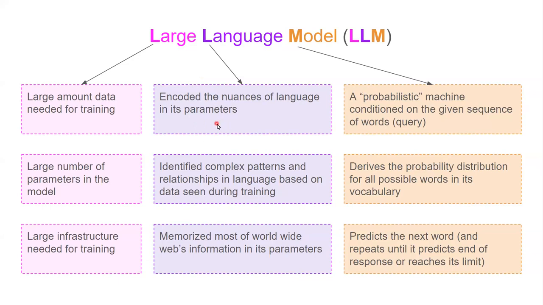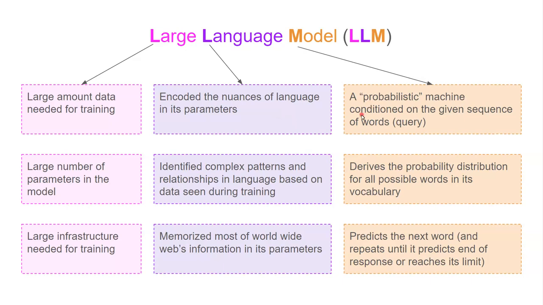Okay, but then it has not understood anything. It has identified just the patterns and relationships that exist in the language, purely based on the way data was given to it during the training process. And it has also memorized most of the internet's information within its parameters. But still, what we need to keep in mind is that it's still a probabilistic machine. It is only going to generate a probability distribution of the next word based on the given sequence of words.